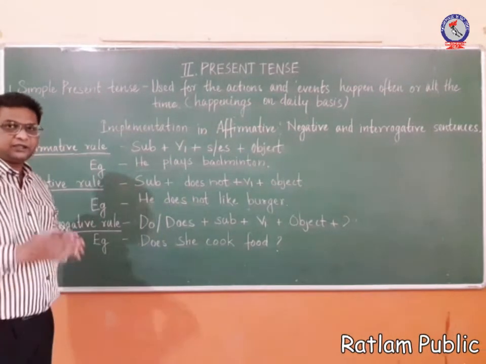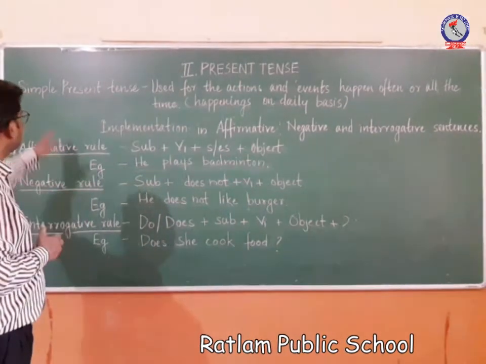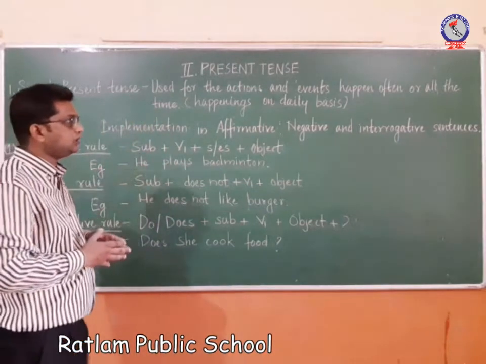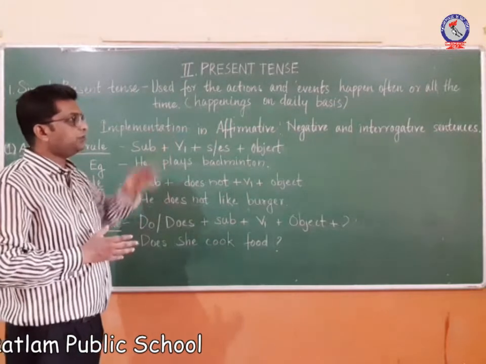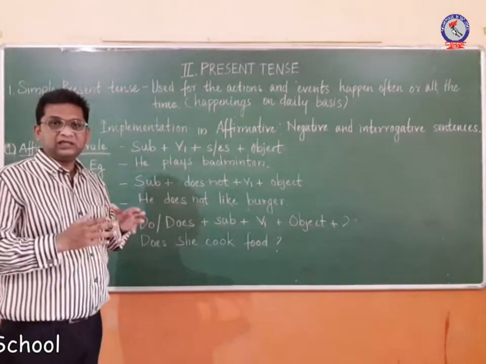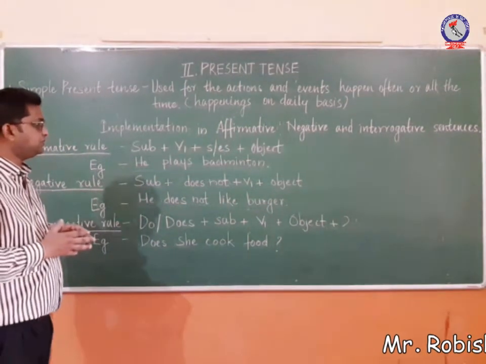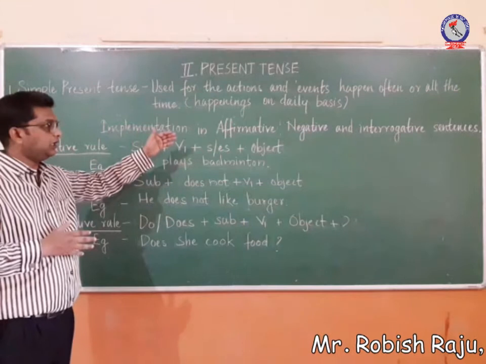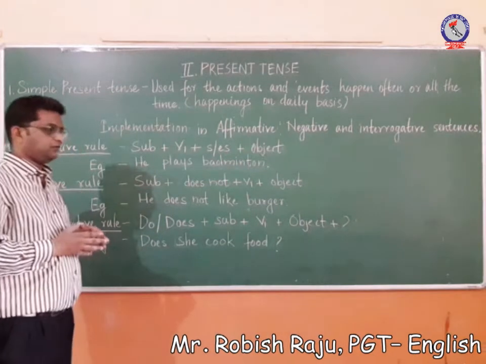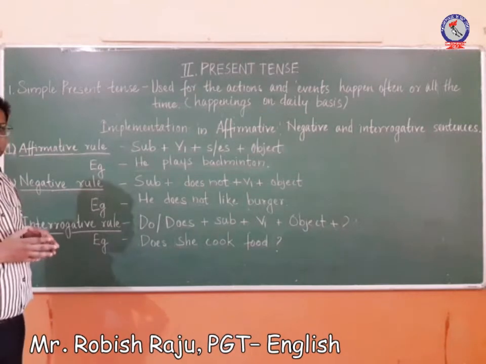That is further classified into 4 types. So we will see the first type of present tense, simple present tense. It is used for actions and events that happen often or all the time, that means happening on a daily basis. Now see the implementation of simple present tense in affirmative, negative and interrogative sentences. We will see the affirmative, negative and interrogative rules.